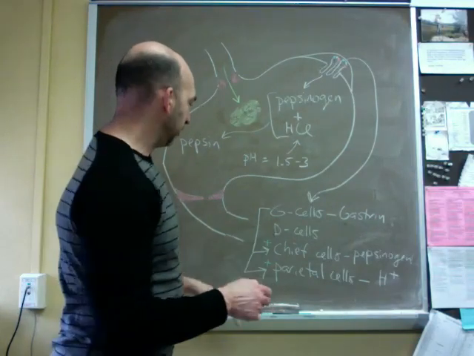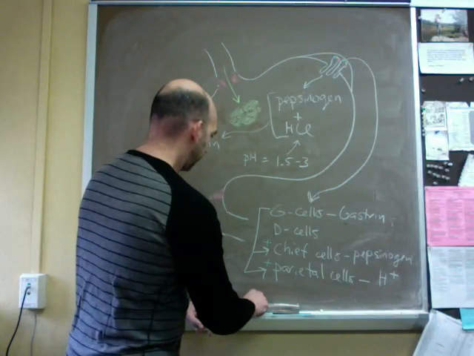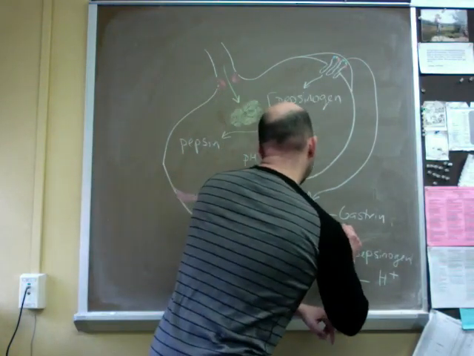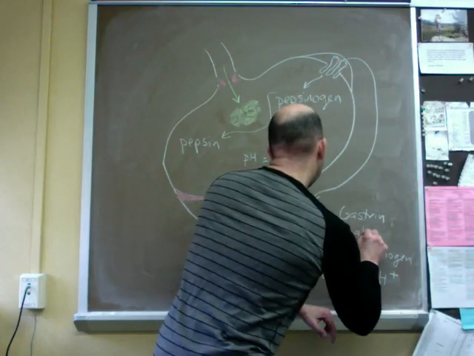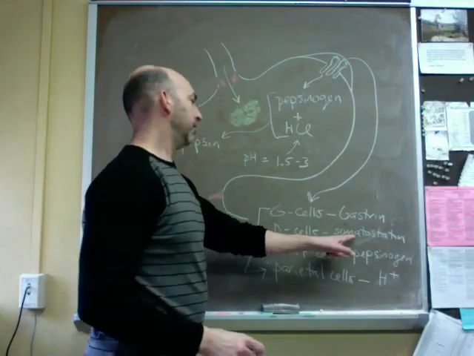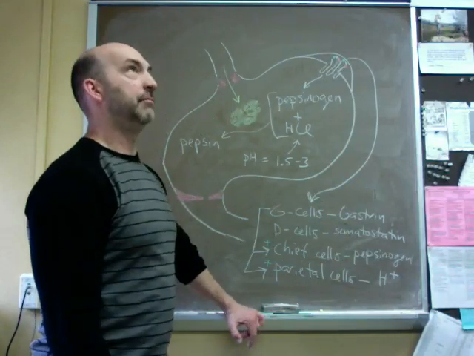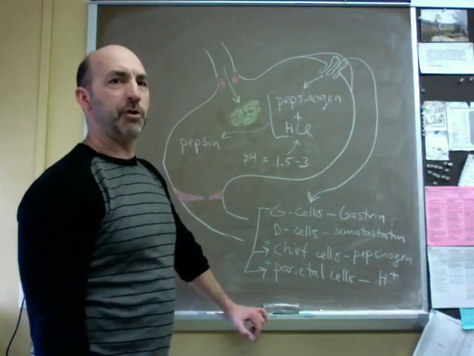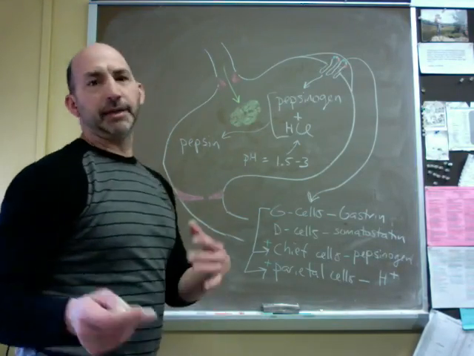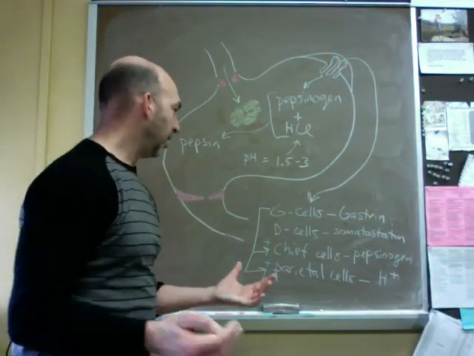What are the D cells doing? The D cells, well, first of all, they produce a molecule called somatostatin. You may recall hearing about that. That is GHIH, growth hormone inhibiting hormone. Forgot about that one. Anyway, it's just the same structure.